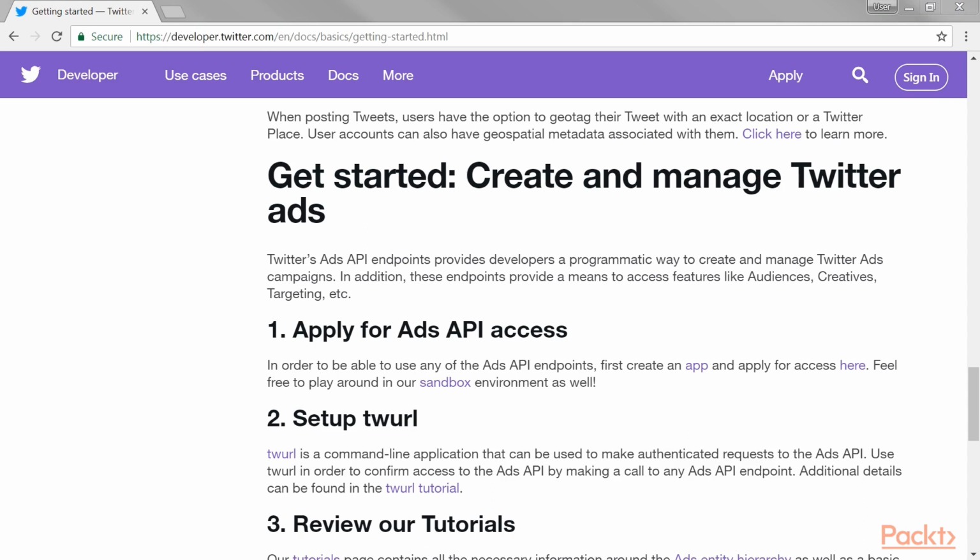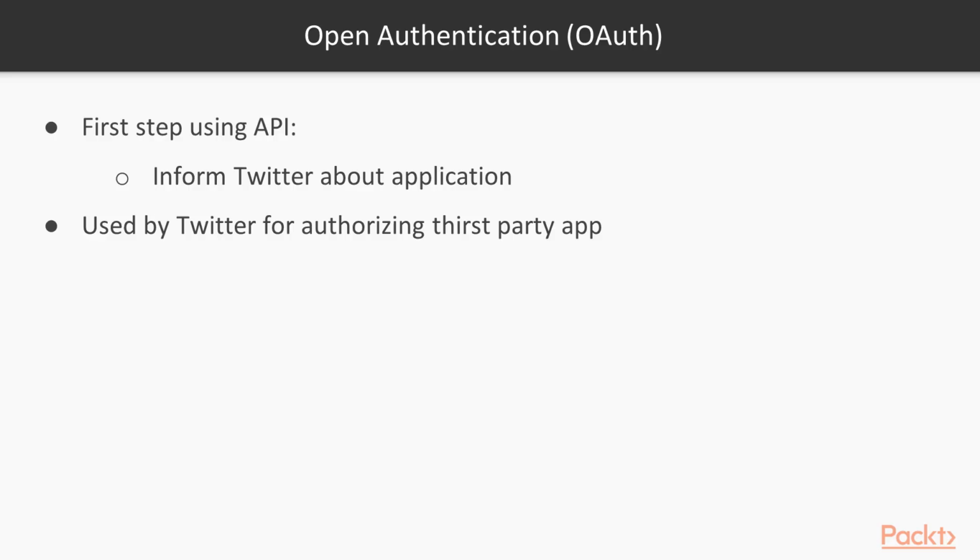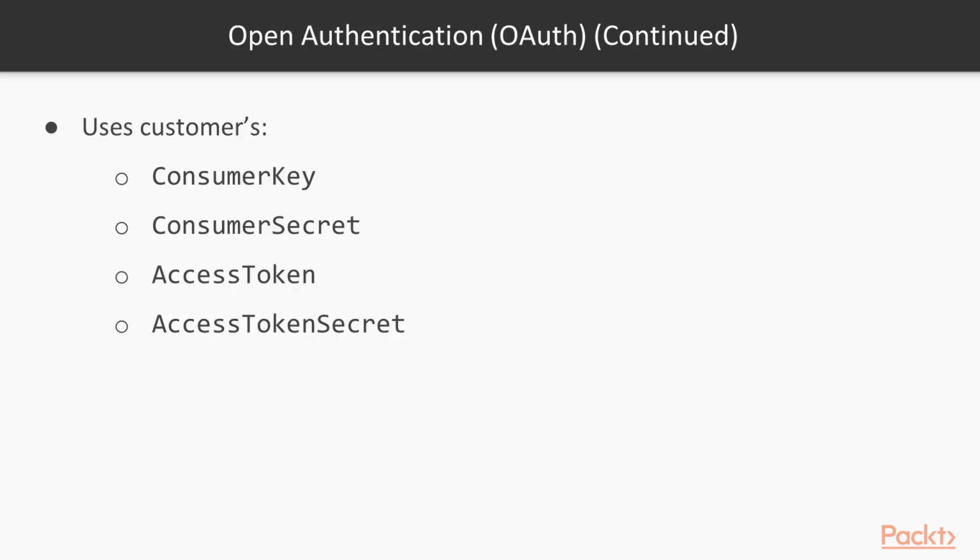Now that we have enough background information about Twitter and its API objects, let's get our hands dirty. The first step when starting to use the APIs is to inform Twitter about your application. Twitter uses the standard Open Authentication, OAuth, protocol for authorizing a third-party app. OAuth uses an application's consumer key, consumer secret, access token, and access token secret to allow it to use APIs and data of the connected service.